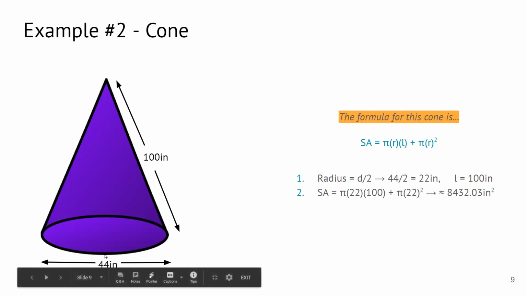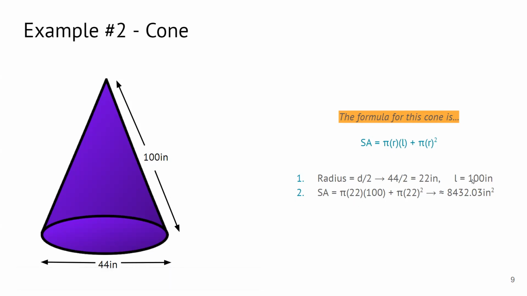So we're given the diameter actually, which is 44 inches. So we can divide by 2 in order to find the radius. And the length is given as 100 inches. So we can multiply these out. We do pi times 22 times 100 plus pi times 22 squared equals 8,432.03 inches squared.